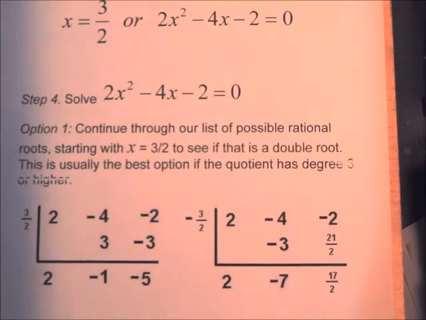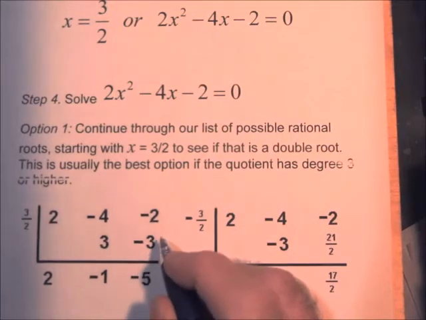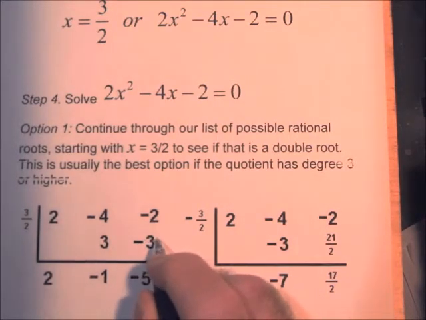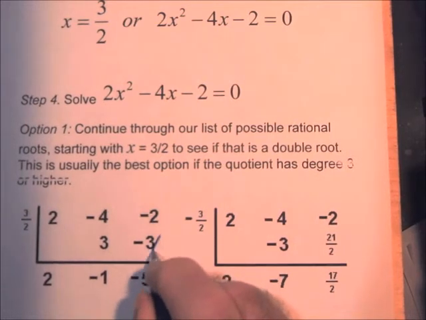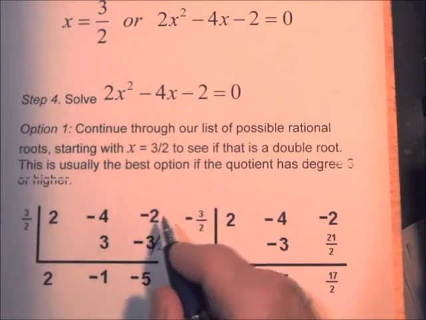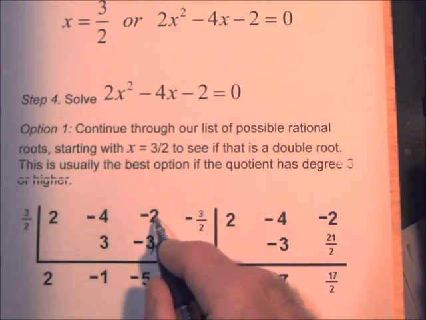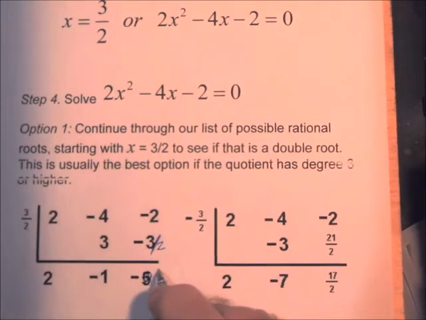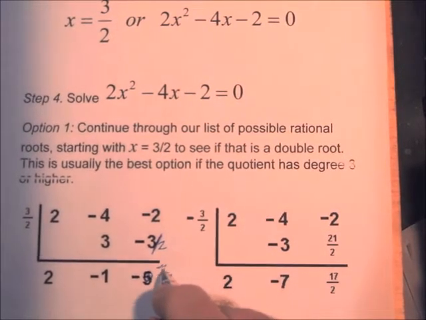Negative 1 times 3 halves should be negative 3 halves. Negative 2 is the same as negative 4 halves. Negative 4 halves plus negative 3 halves is negative 7 halves. So that does not work.